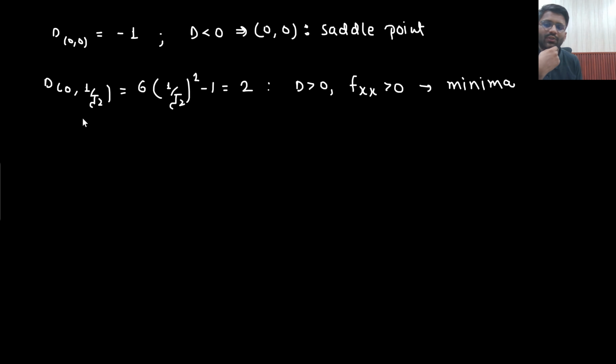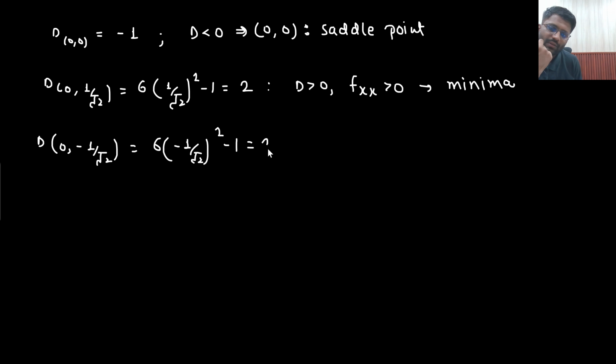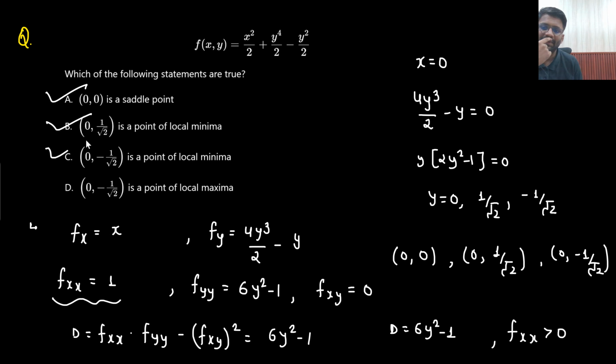Along with that, 0, minus 1 by under root 2. So the same answer you will be getting, no? Why the same answer? Because there is a square. So minus 1 by under root 2 squared will also be the same only. So d is greater than 0. fxx is also greater than 0. And it is a point of minima as well. Yes, this is also a point of minima, but this one is wrong. Well and good. So A, B, C are correct. Straightforward question. Simply follow the process and get the answer.